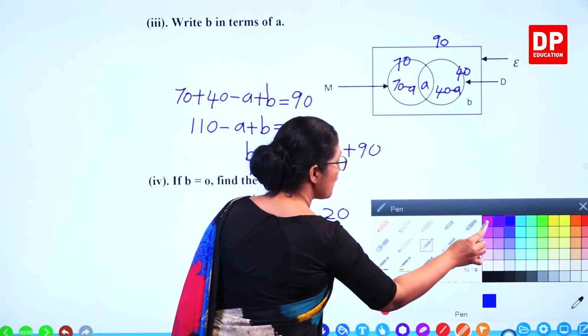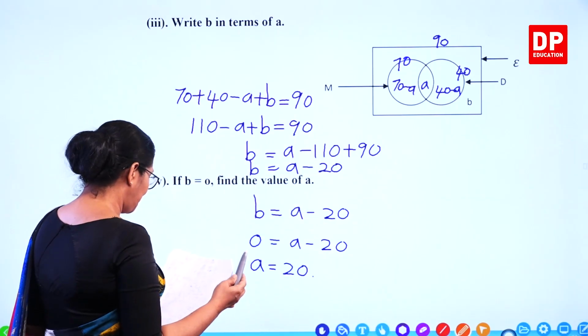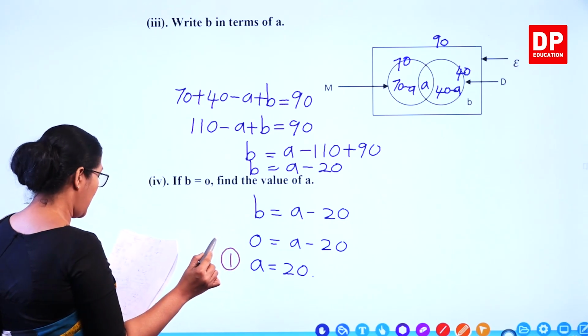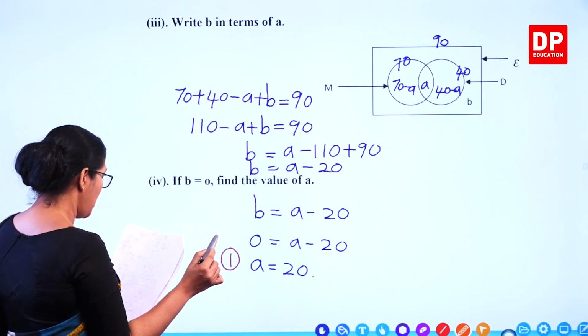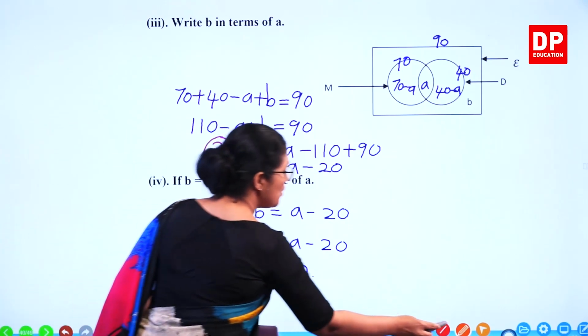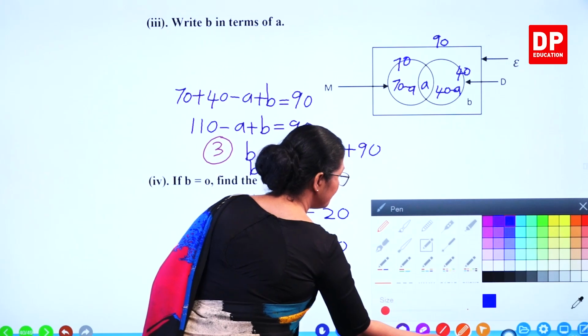So how many marks for that? 1 mark. And A minus 20, you are getting 3 marks. So we'll do the last part.